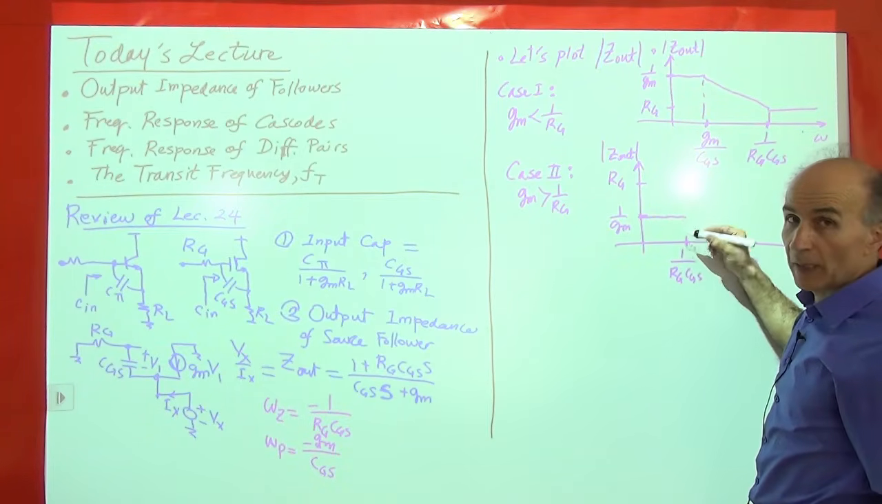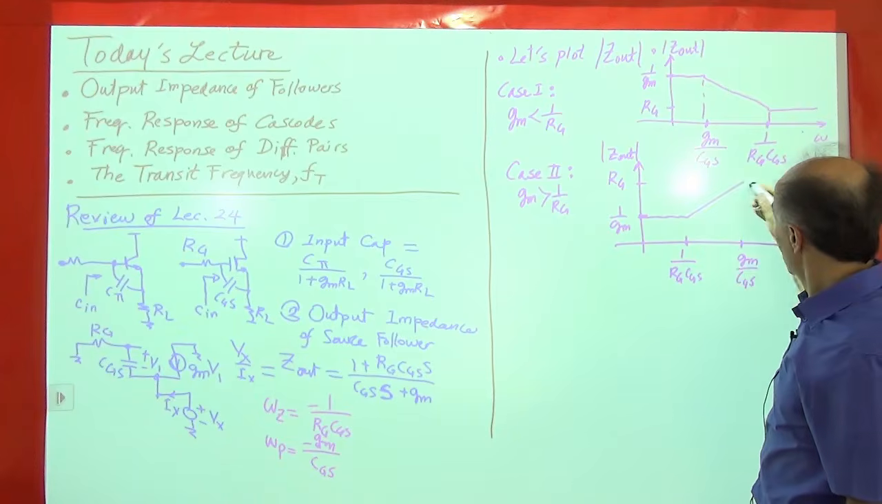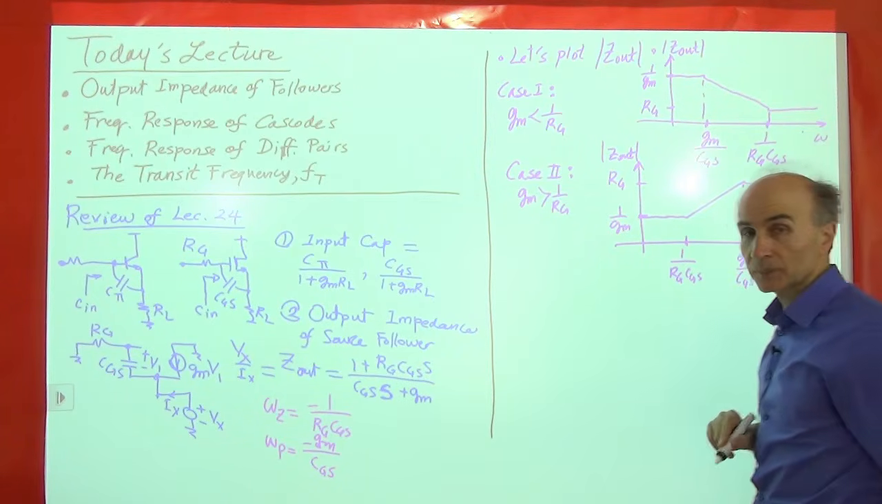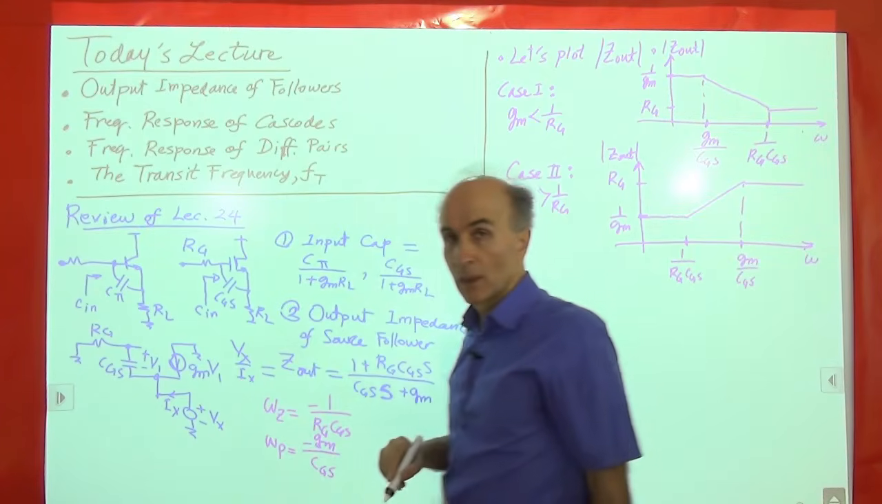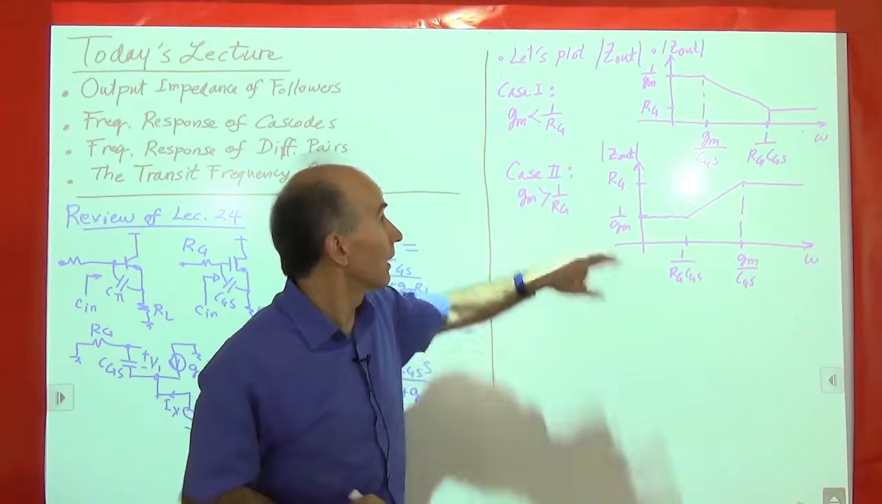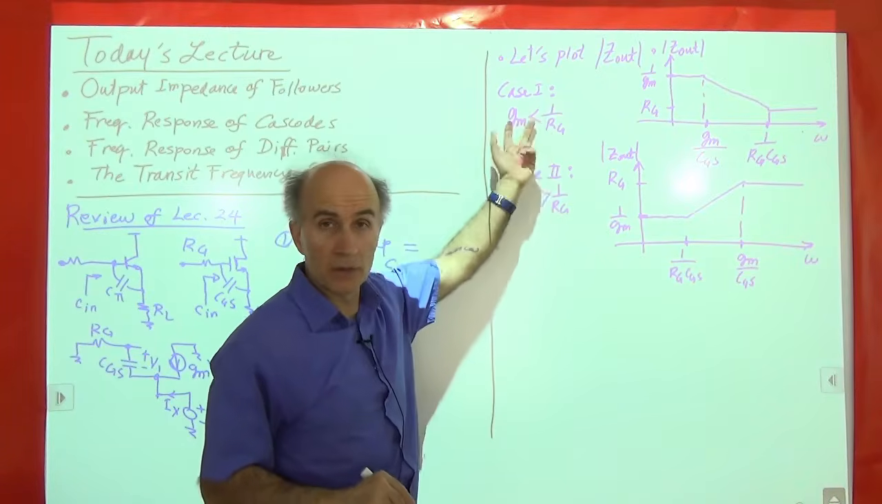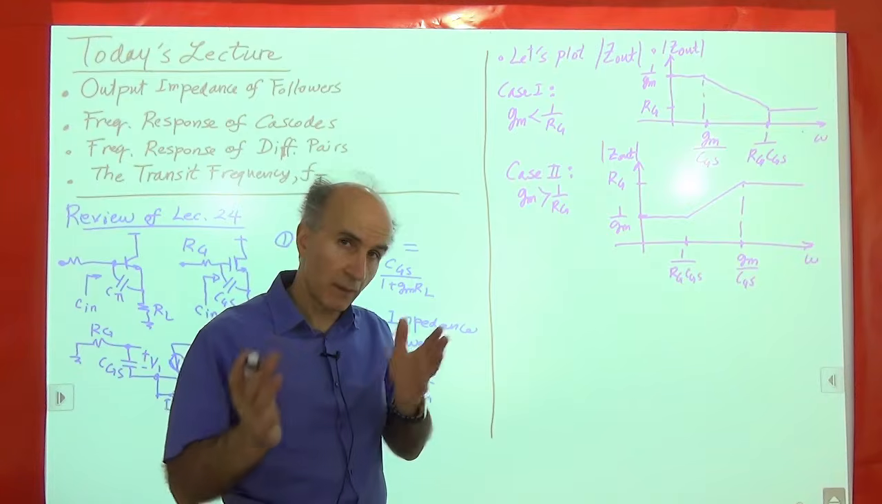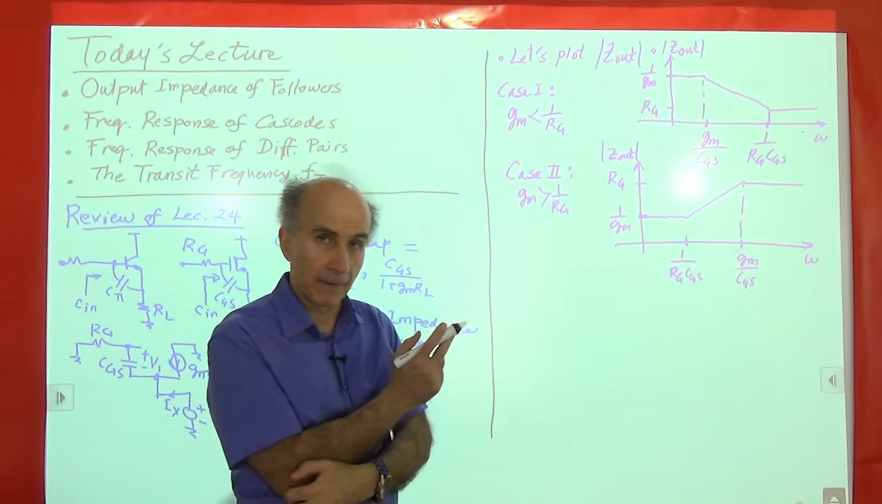Past that, the impedance goes up at 20 dB per decade, and then we reach the pole, and then we flatten out. Okay, so we see two different types of behavior depending on the relative values of Gm and 1 over Rg. Which one of these is more likely to happen?